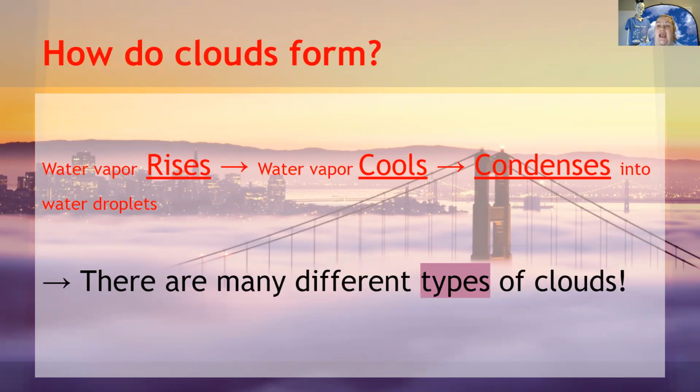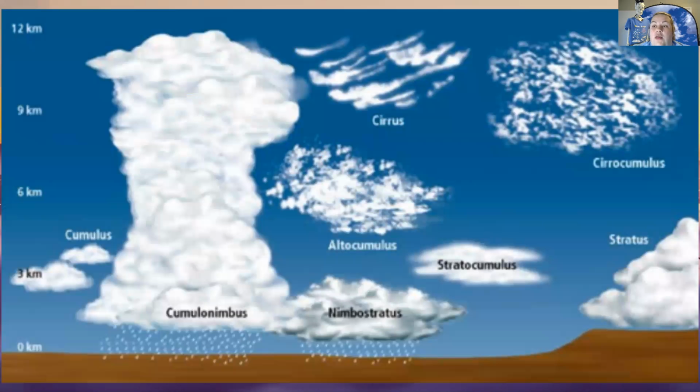Now, depending on the altitude or how high the cloud is in the sky will depend on the different type of cloud. So here we have a picture showing us all different types of clouds. You can see that some are close to the ground down here, whereas others are way high up into the atmosphere.